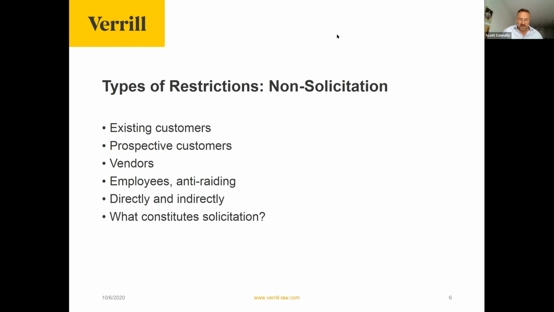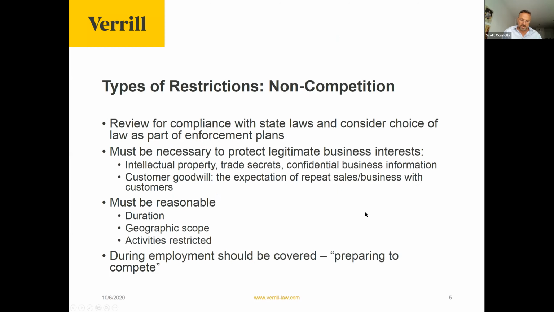But the general black letter law for non-competes is that they have to be necessary in the first instance. They have to be necessary to protect legitimate business interests. And courts have, in the common law, recognized basically three types of legitimate business interests: trade secrets, intellectual property, confidential business information, and then customer goodwill, being the expectation of repeat sales or business with customers. In addition, courts will look at whether the restriction is narrowly tailored to protect those interests or reasonable in duration, geographic scope, the activity restricted as well.